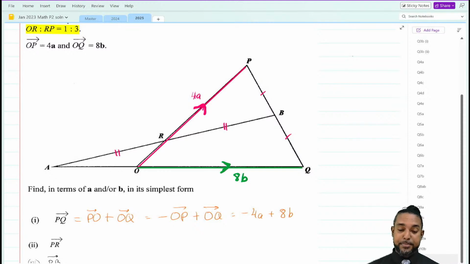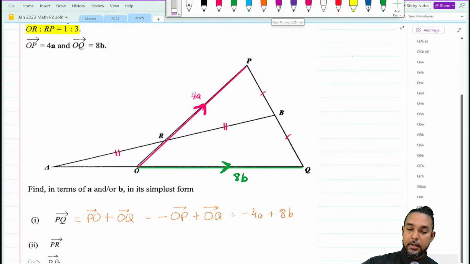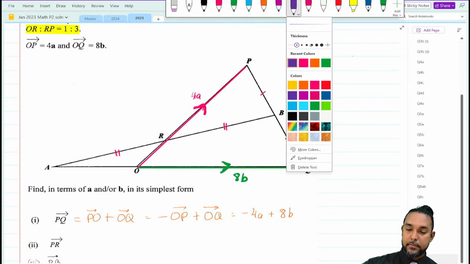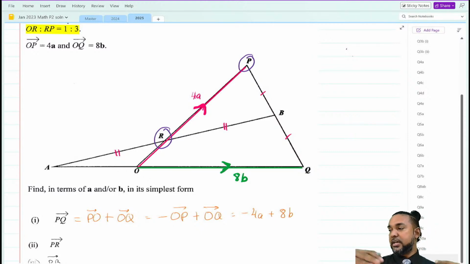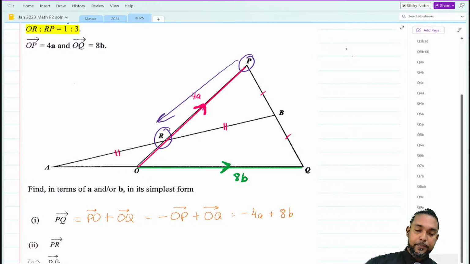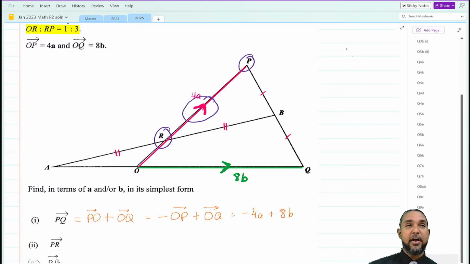Okay, now the next one I want is PR. Now, PR simply goes from point P to point R. On what larger line is that traveling? It's traveling along the pink line, which is OP or PO. Now it's going from P to R. So is it going in the same or the opposite direction of the vector along the line? Opposite. Next question: is it traveling the whole length of the line, longer than it, or shorter than it? It's traveling part way along the line.